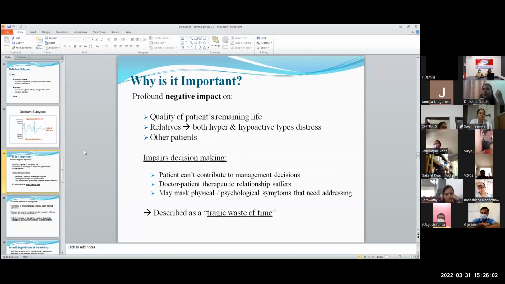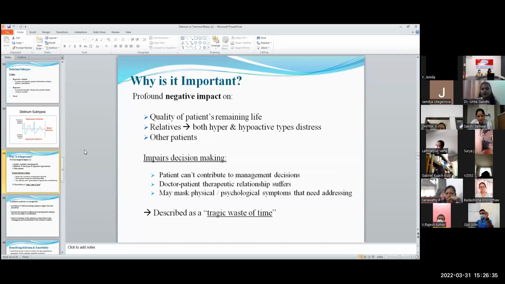Because delirium in itself has a very negative impact on the quality of the patient's life. Whatever life the patient has remaining, that quality of life deteriorates very rapidly. The caregivers and the family around them get affected and distressed. And if in a hospice or hospital setting, the other patients also get affected. It also impairs decision making.